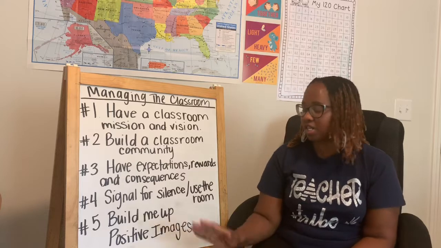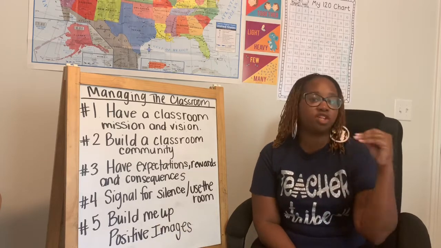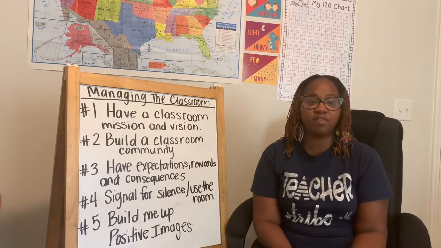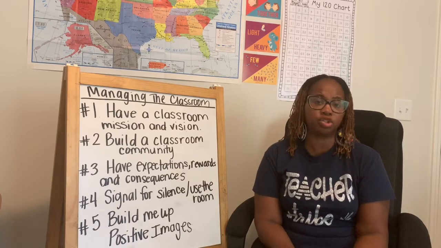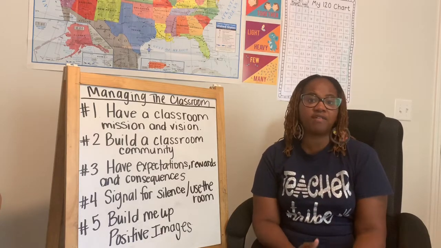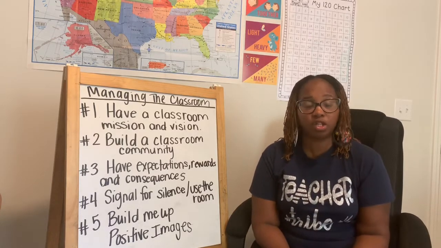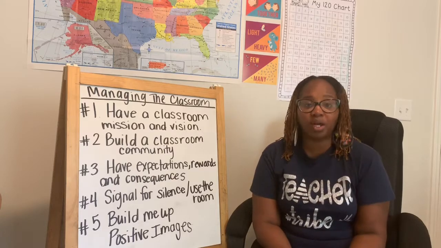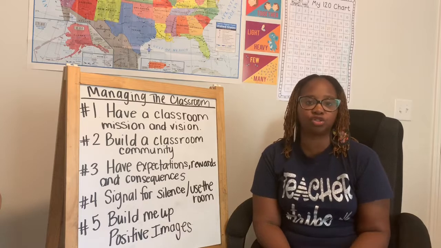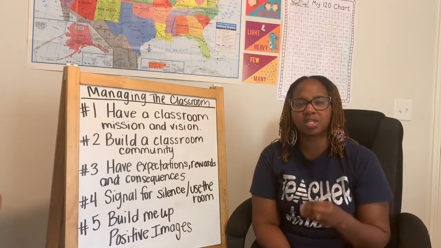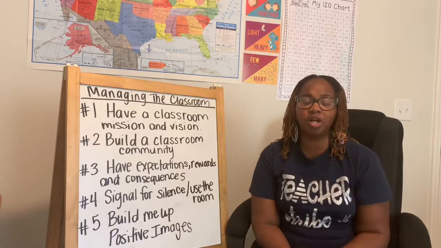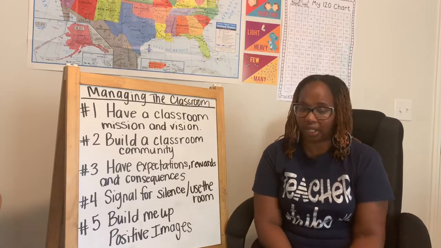And then the last thing that you want to make sure that you're doing is to build them up and to have positive images of themselves in your classroom, right? For your male students, having images like President Barack Obama, George Washington Carver, Marcus Garvey. For your female students, having images like First Lady Michelle Obama or Marian Wright Edelman or Mary McLeod Bethune posted on the walls in your classroom so that they see themselves in a positive light and that you are building them up every chance that you get, right?